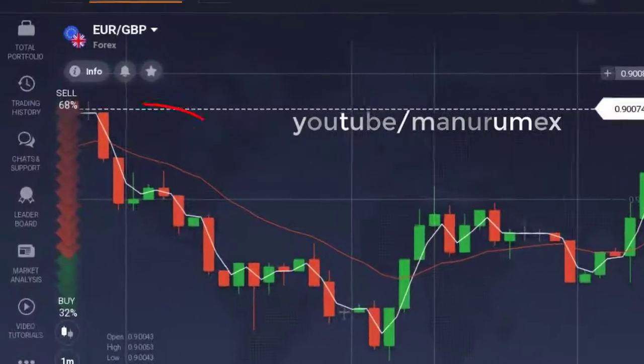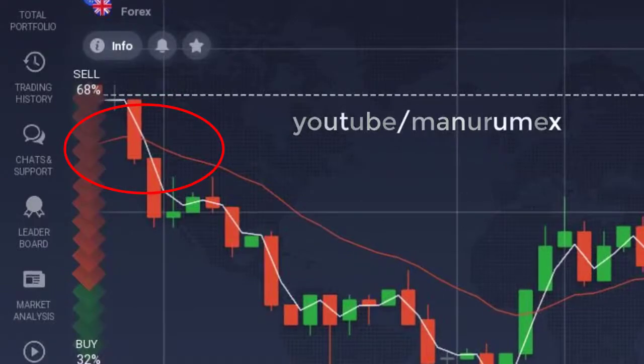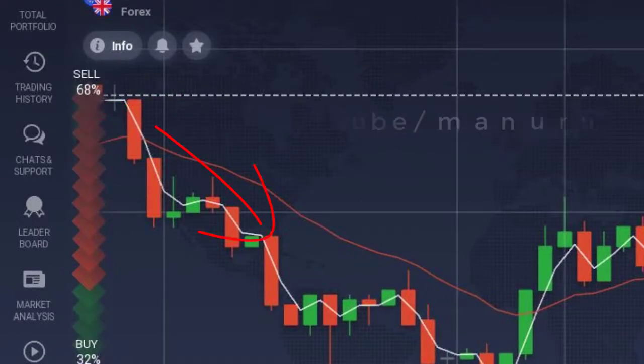This window shows how the white line cuts the red line and goes down. At this time, you should trade lower.